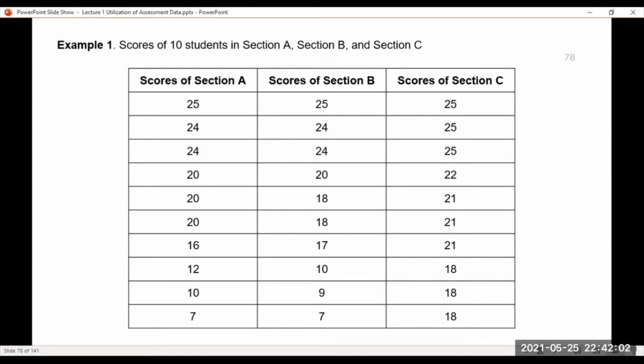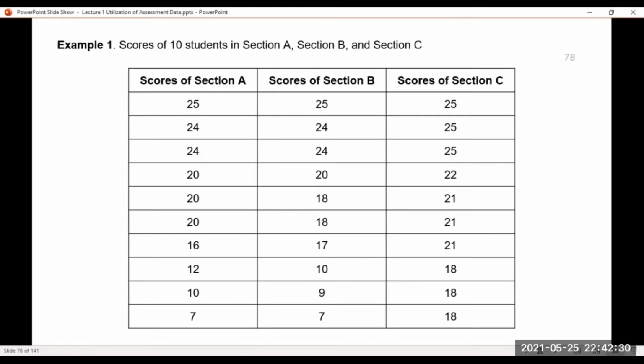Okay. So tingnan natin kung saan yung mas maraming number na nag-occur. We have 25, we also have 24, we have 20, we have 16, 12, 10, and 7. If we're going to notice, our scores are arranged from highest to lowest. So pwede natin itong baliktarin. You can have lowest to highest. Okay. So tingnan natin kung saan yung mas maraming number na nag-occur or na nag-recur.